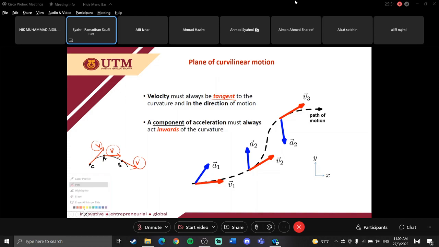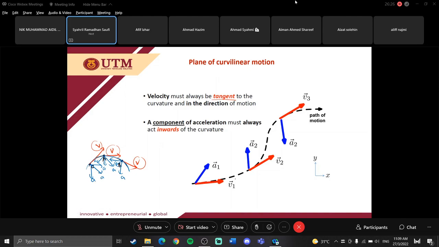Okay, so let's say this is the curve. And then the acceleration at point C should always be inward, either in this direction or this direction. So this can be your acceleration. At point A, either here or here. So it should be inward, okay? Inwards to the curve. So this is the direction of acceleration.